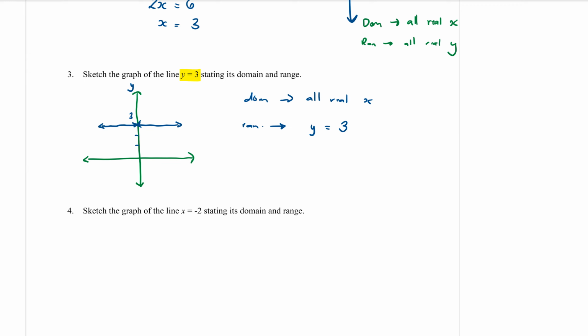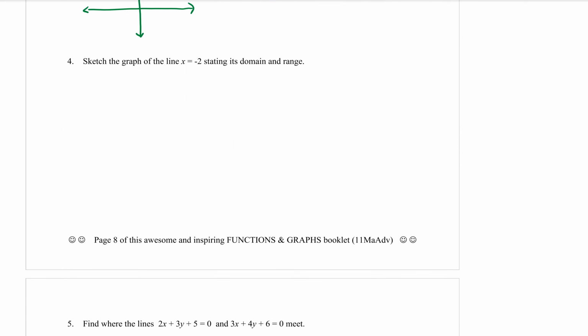Question 4, of course, I have to do one that's an x equals. So we have x equals minus 2 now, which means I'm now going to be going vertically through the x-axis, x equals. So a little quick Cartesian plane, x-axis, I need to label the minus 2.